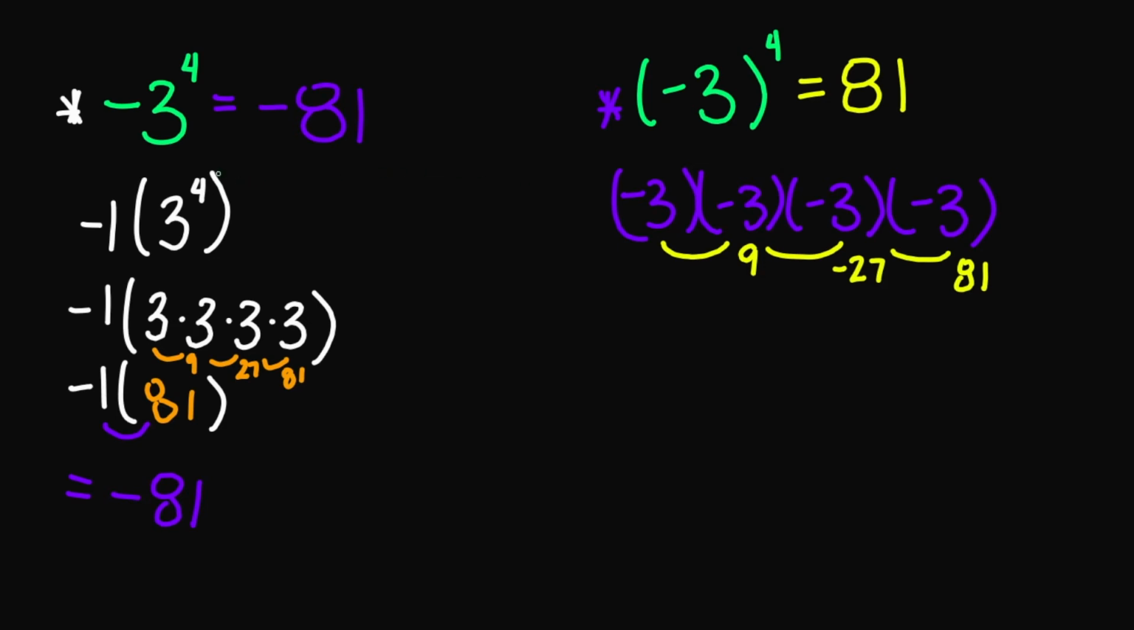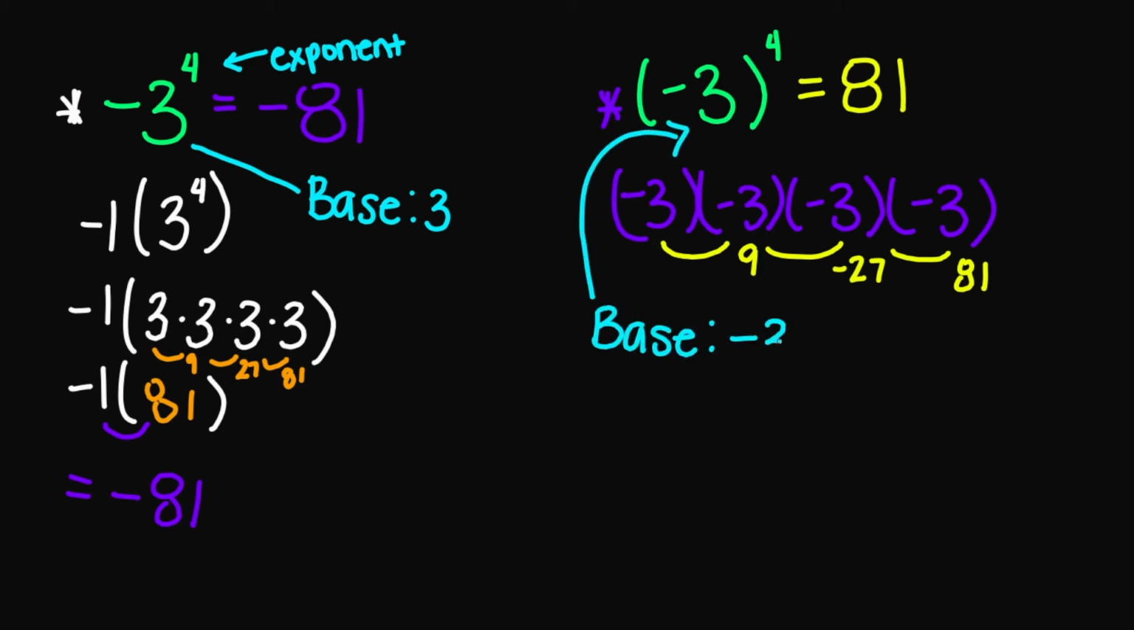And remember, for this example, your base is just going to be 3 and your exponent is going to be 4. And in this example here, your base is -3, and your exponent as well is going to be 4.